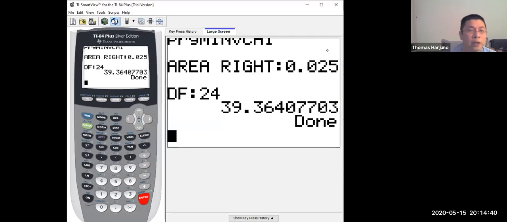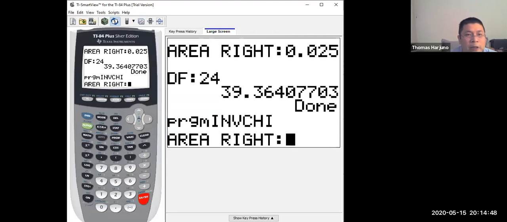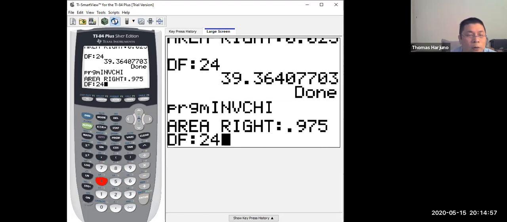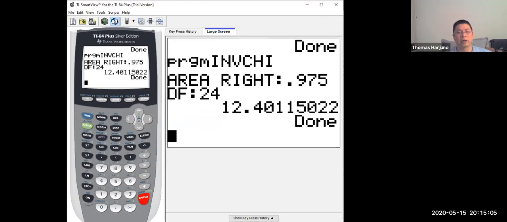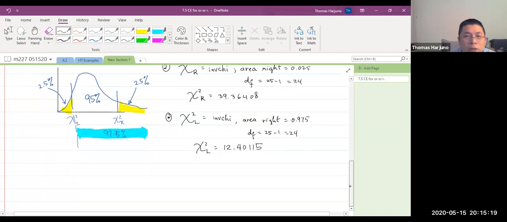Okay, now I want to find the chi-squared left, which means the area to the right is 0.975. Degree of freedom, 24. That's how I get that. Now let me go back and finish up. So going back to my notes, I get these two values here.